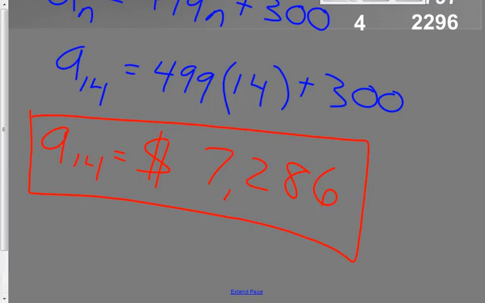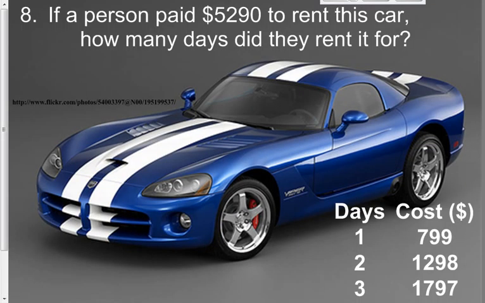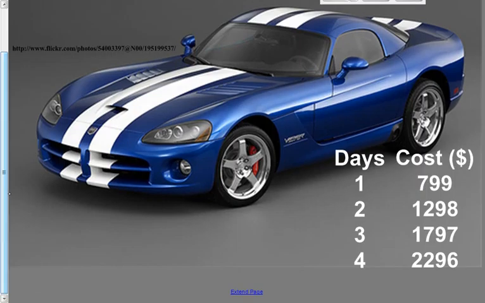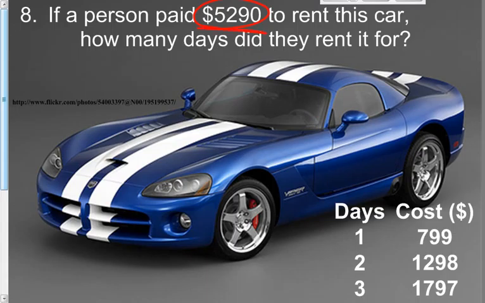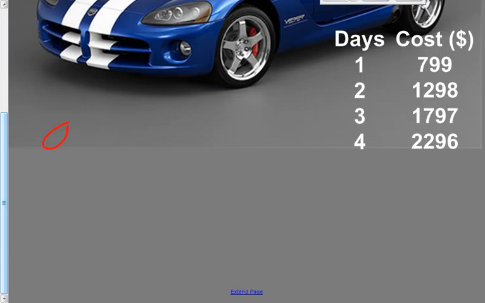I don't know. Now, let's say we're going on this vacation and we have $52.90 to spend to rent this car. How many days can we rent it for? Okay, so I'm coming in with a strict budget. I can only spend $52.90. How long is my vacation going to be? So what I have, class, is I have the value of that last term. So in our equation, a sub n equals 4.99n plus 3.